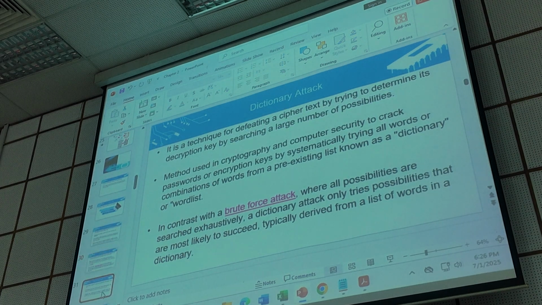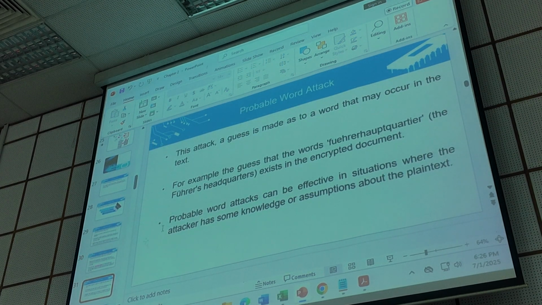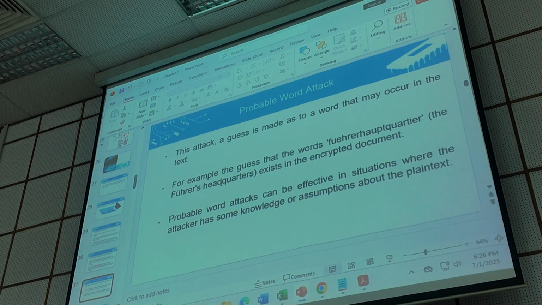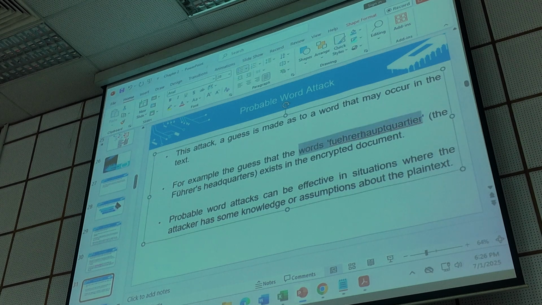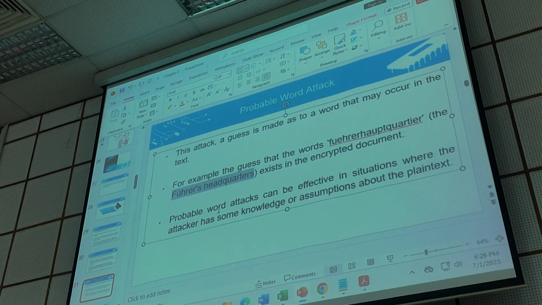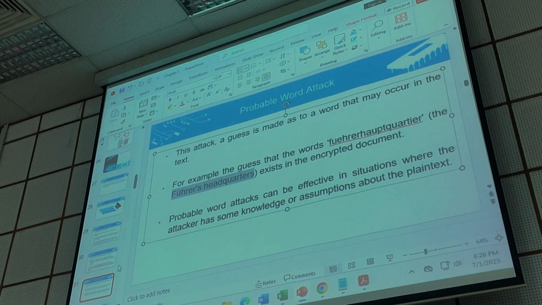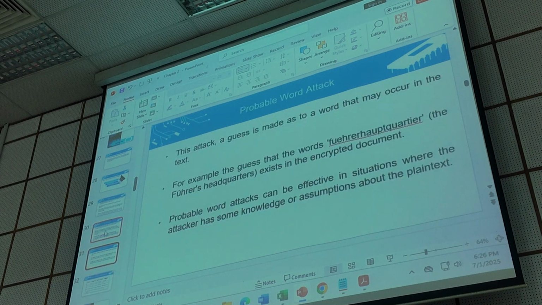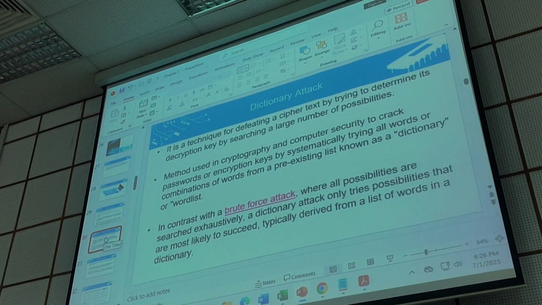Last one is the probable words attack. This one is actually a word set in a text. You assume that in the text, maybe there are some words combined together, and you guess it can be the password. For example, the words in the document: you find this, then the password may be this one. This is a word that you find in the text. Any questions so far? The three types of cryptanalysis you studied: brute force, dictionary, probable word attack.